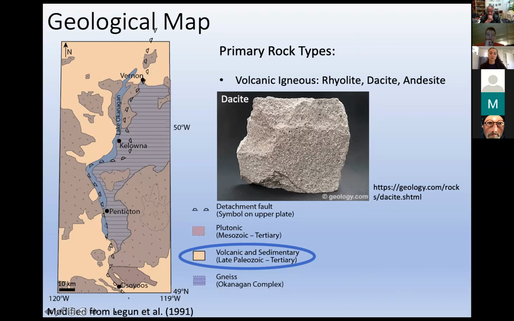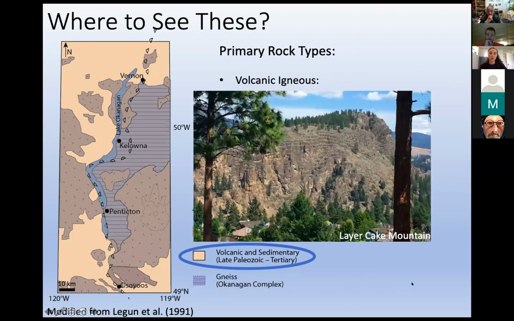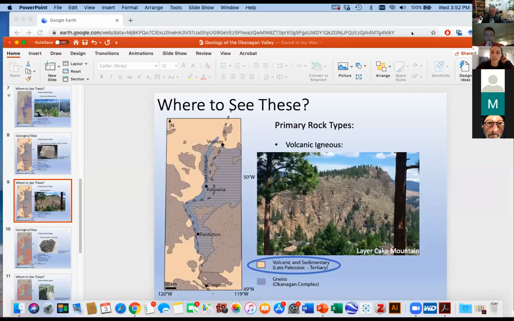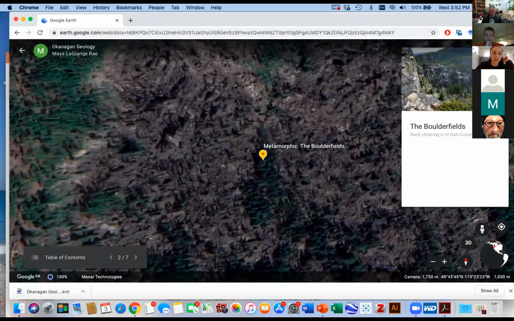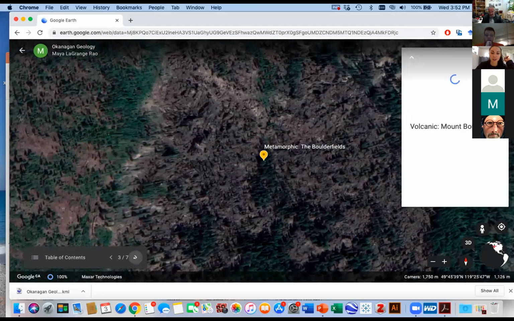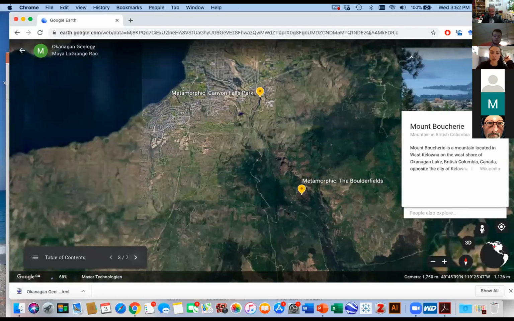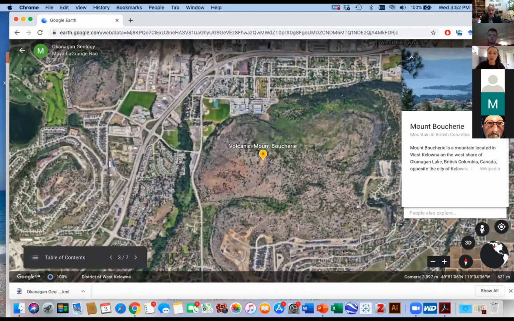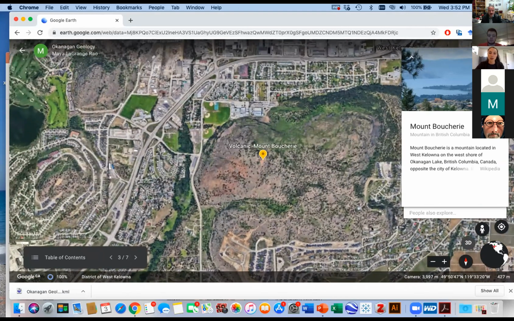In terms of where you could go to see some of these lithologies, there's a few different places. I'll show you on Google Earth. Layer Cake Mountain, I think, is the most interesting in my opinion, but there's a few different options. So moving on, there's definitely some volcanic mountains in the Okanagan area. Mount Boucherie is one of them.